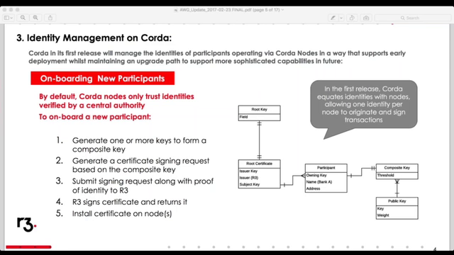Once they've got that certificate and key, that's then used to create one-time keys and certificates that are on a transaction. So if we go on to the next slide.